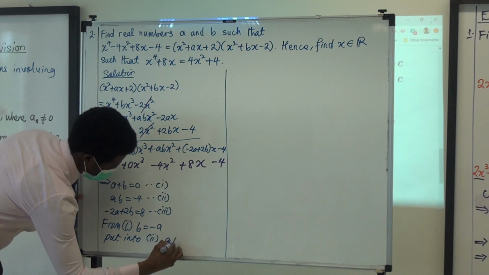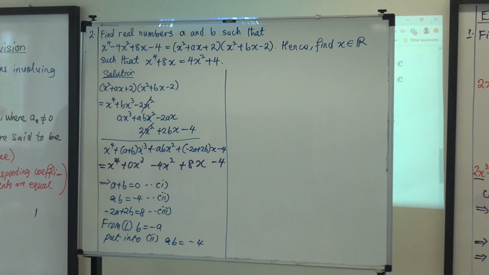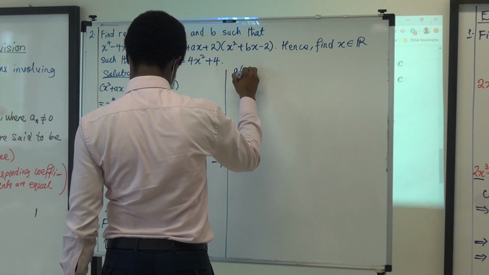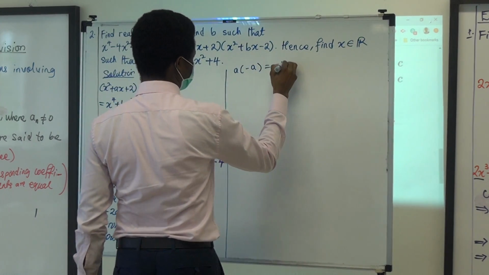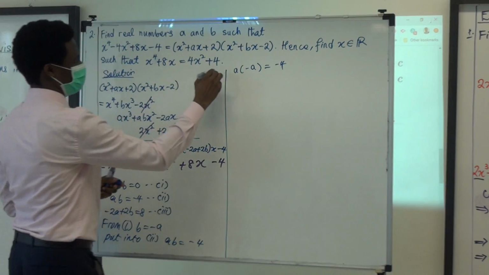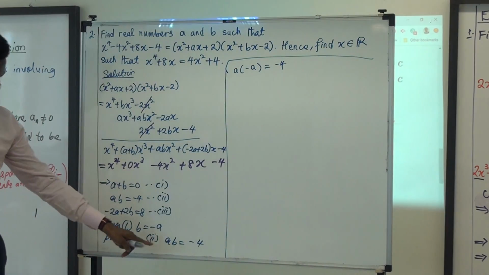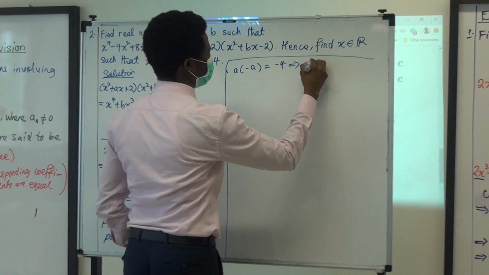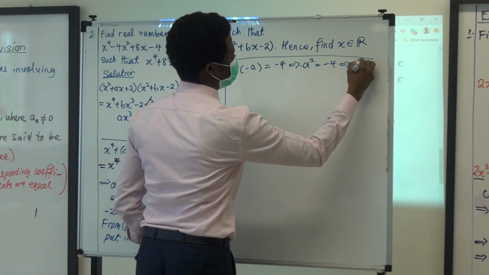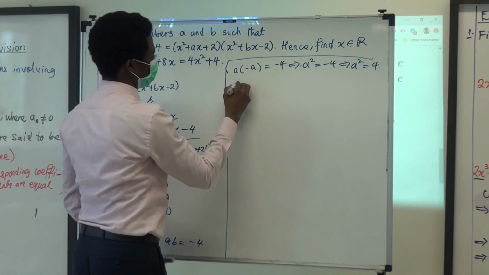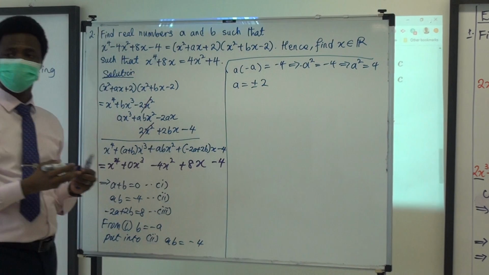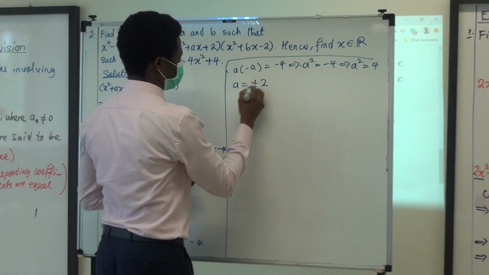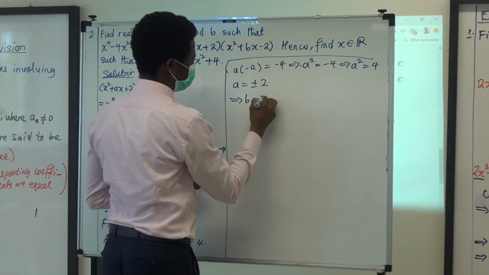Equation 2 says ab equals negative 4. So what does that give us? It means a times negative a equals negative 4. Do you agree? So that means minus a squared equals minus 4. That means a squared is equal to 4. Yeah? So you agree that a will be plus or minus 2. So if a is plus or minus 2, it means that b will be equal to minus or plus 2.